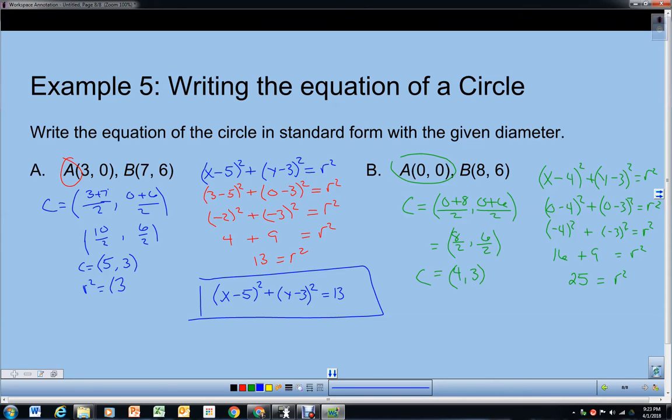So you could do the square root of this and find the radius is going to be 5. But when you go back and plug it in your final equation, you're going to have x minus 4 all squared plus y minus 3 all squared equals our radius squared, which is going to be 25.